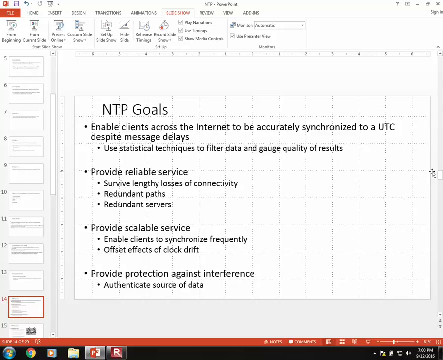NTP is also scalable. This allows clients to synchronize frequently and to offset the effects of clock drift. As we know, every clock drifts over time. It also, in certain versions, provides protection against outside interference by allowing the use of authentication.